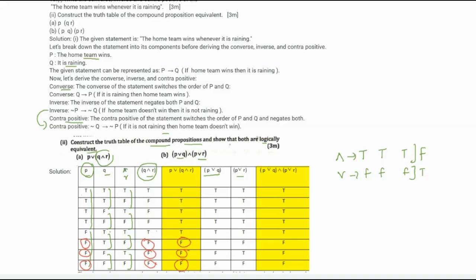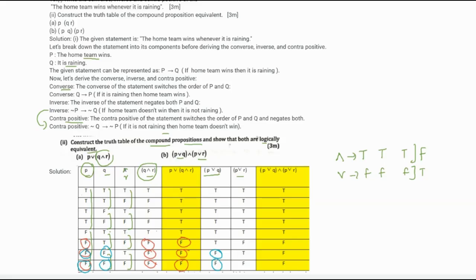We have P or Q. P or Q means OR is what? F and F, it is F. So you will be checking for F and F for P and Q. We have F and F in the last two, that is F and F, F.